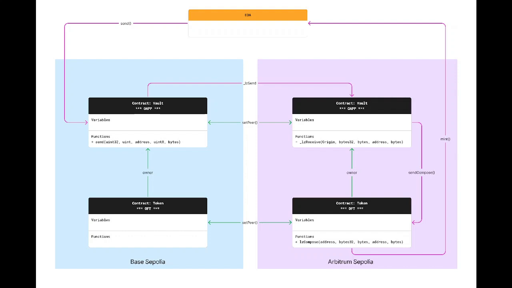Then we're going to send our compose call. What it's really doing is depositing some ETH from our wallet into the vault on Base. That's going to communicate through LayerZero to our vault on Arb Sepolia. Then it's going to mint some tokens on Arb Sepolia using the token contract. So you can see how it's jumping through a couple of contracts rather than just A to B in that scenario.